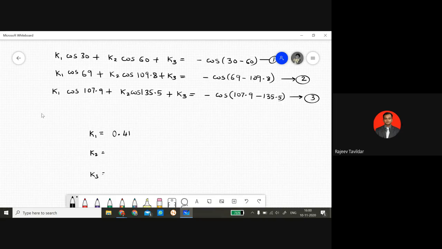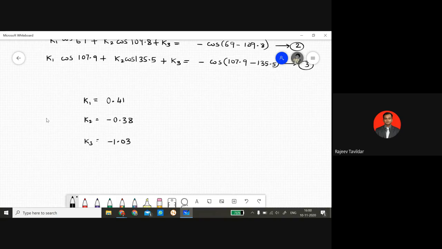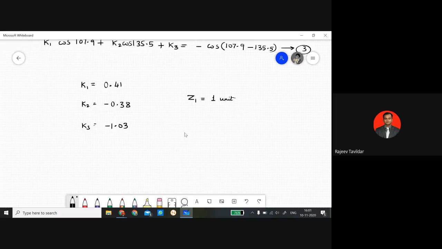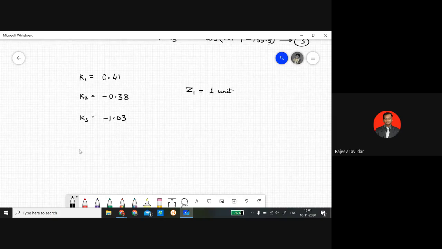0.41. Okay, this is 0.41. Minus 0.38. Okay. Minus 1.03. So these are the constants which we have got, k1, k2, k3, based on which we need to identify the values of z. Already we have z1 given as one unit in the problem. One unit of length, that unit can be anything. One unit can be equal to 10 mm or 15 mm or 1 meter, anything. So we can use the equation k1 equal to z1 by z4. I know z1, I know k1, so I should be able to get the value of z4.